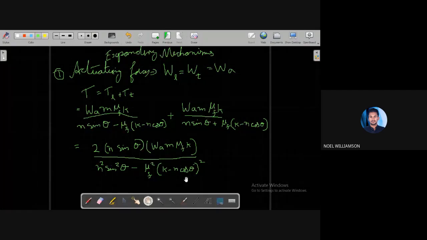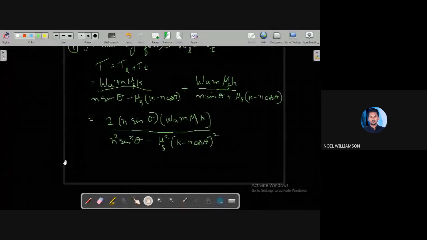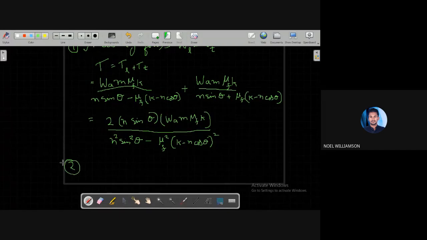Now the next type. In the next type the actuating forces are in a fixed ratio. For the first case it was the same, that is W_L equal to W_T. Here in the second case it will be in a fixed ratio, so that there will be the same rate of wear for the brake lining. The ratio we can write as W_T by W_L.